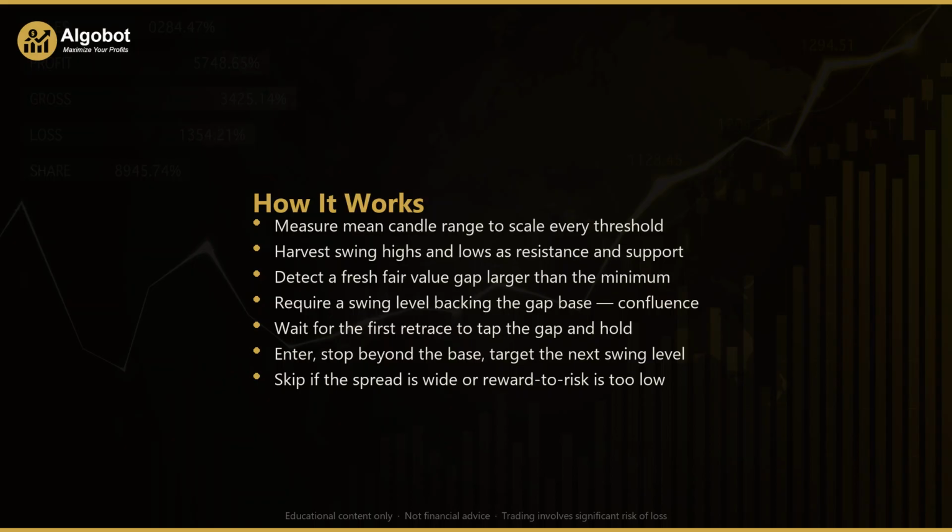The short side is a perfect mirror. A bearish gap dropped off swing resistance, tapped on a rally, holding below the base, with the stop above and the target at the next swing support below. One position at a time, the spread filter guards entries, and the structural stop and target manage the exit.